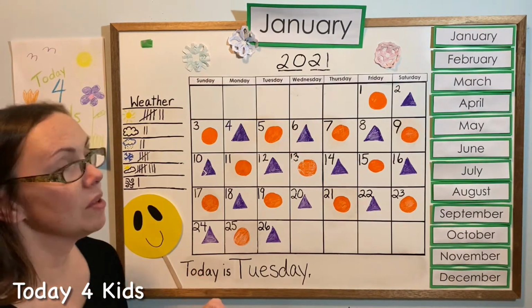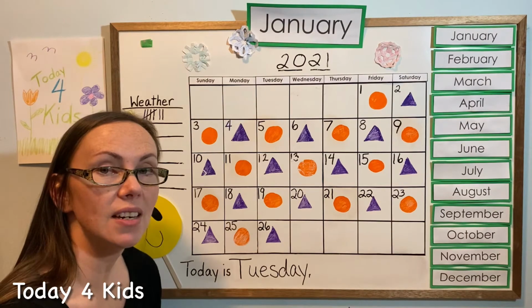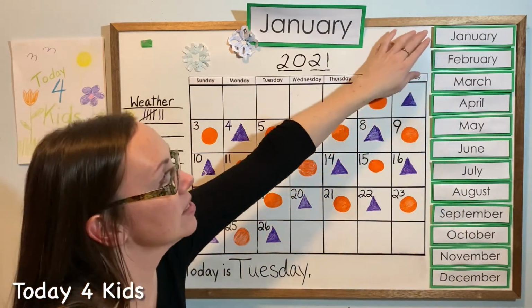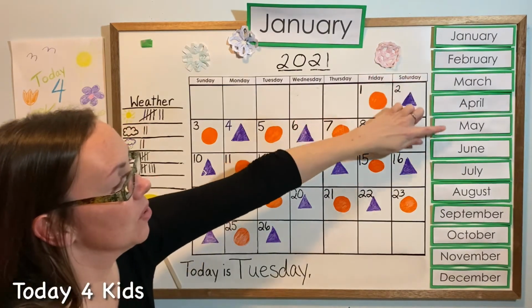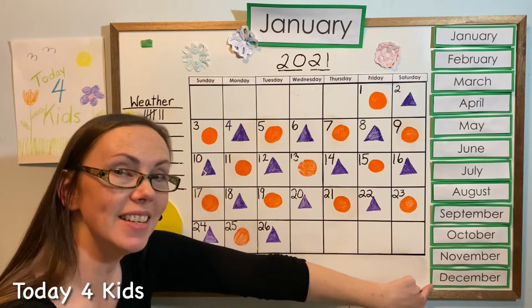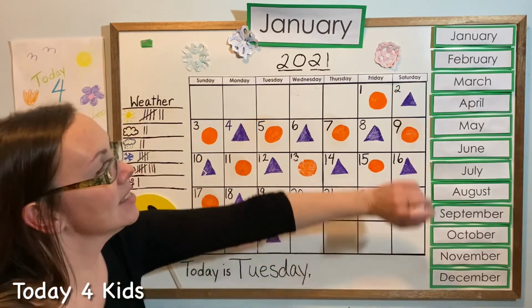Next, we're going to do the month. And do you remember how many months are in the year? Ooh, good guess. Let's count together and see if we're correct. 1, 2, 3, 4, 5, 6, 7, 8, 9, 10, 11, 12. 12 months in the year. Good guessing. And let's say the names together.